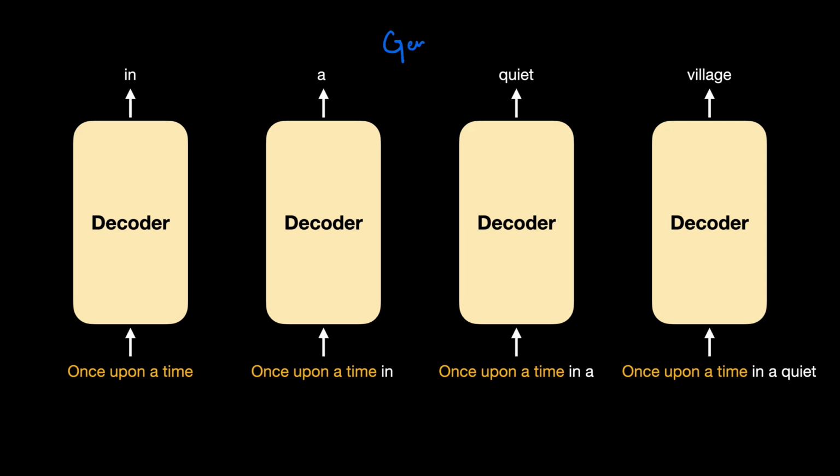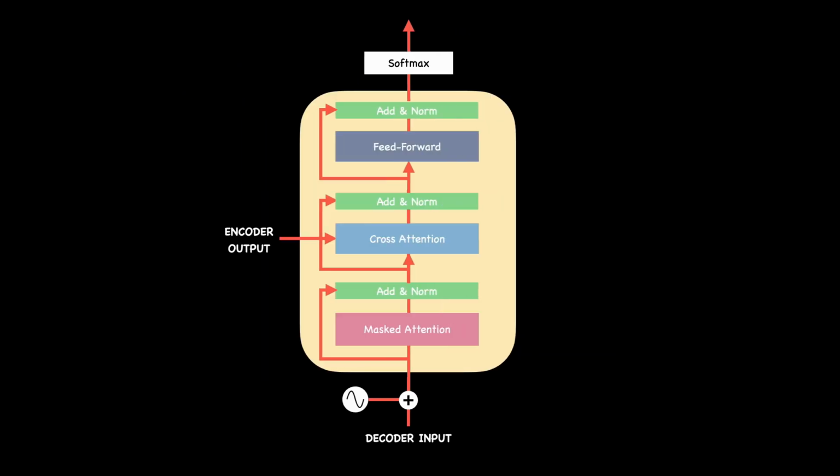GPT stands for Generative Pre-trained Transformers, and it's a decoder only model. Now let's see what is inside this decoder block. What are the layers of it? As GPT is a decoder only model, this is how the decoder looks like in vanilla transformers. It has 4 key components: masked attention, cross attention, feed forward network, and add and norm layer.